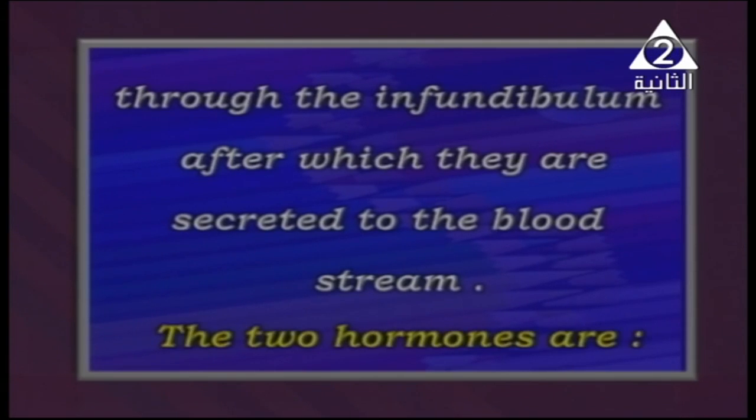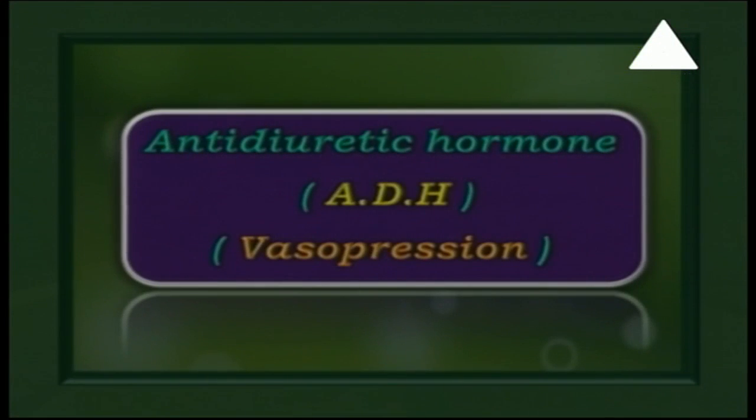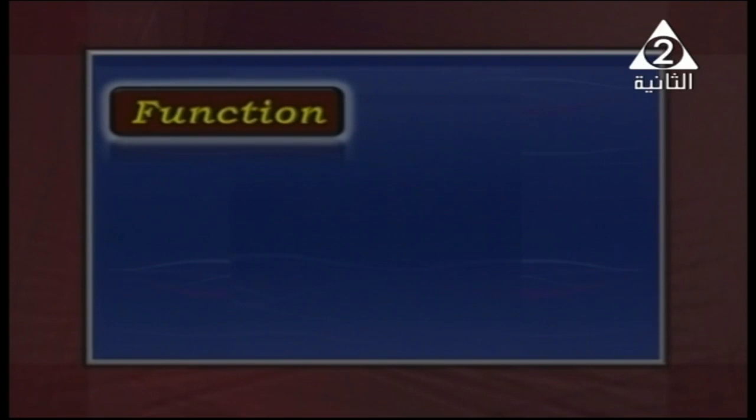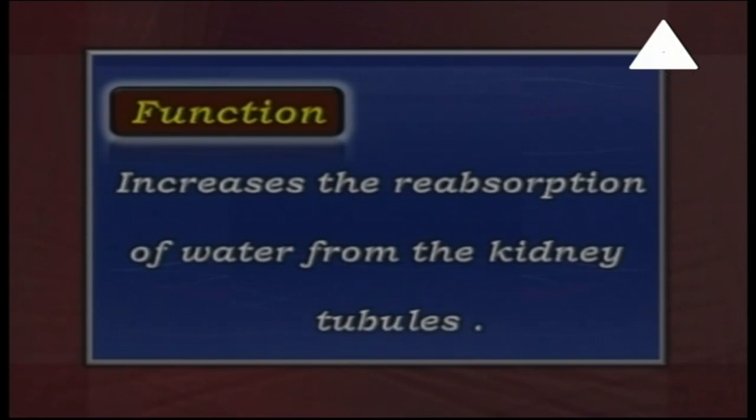One of the two hormones is called ADH, or antidiuretic hormone, or vasopressin. Just to know what it means, the antidiuretic hormone and its function: the ADH has an important function because it increases the reabsorption of water from the kidney tubules.